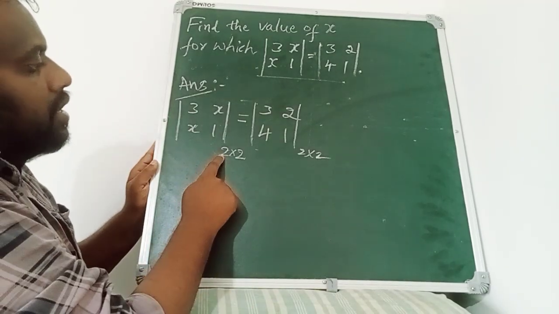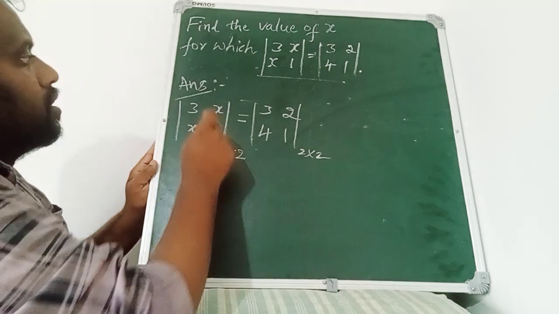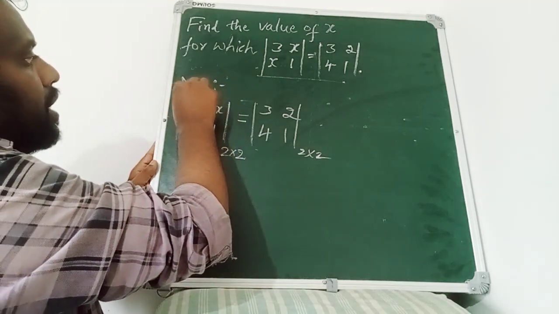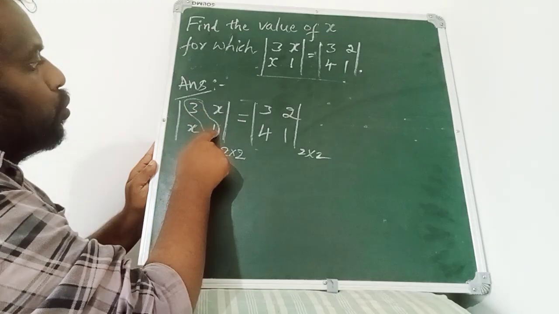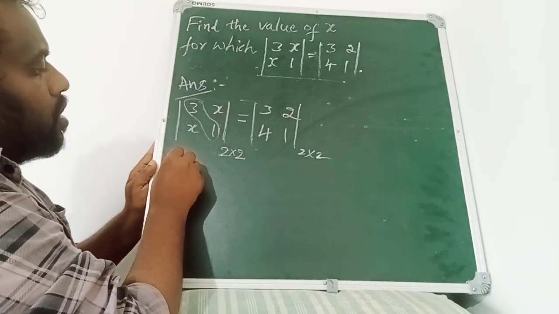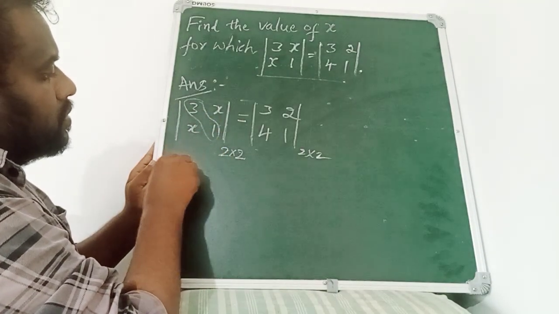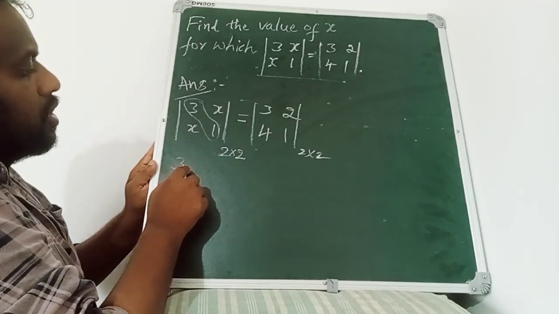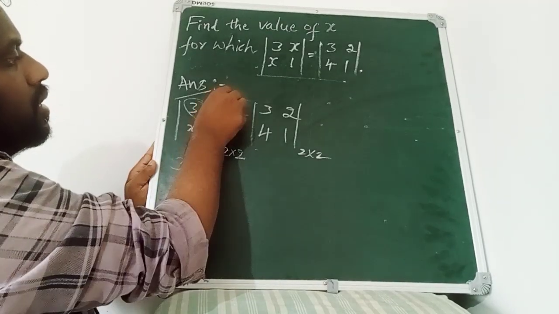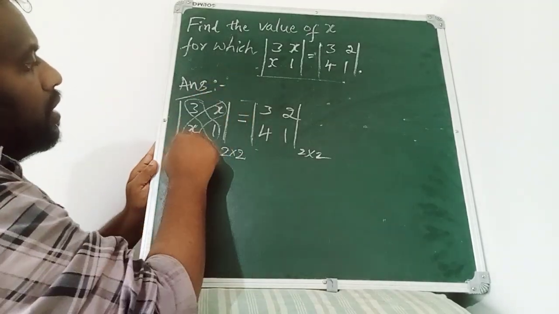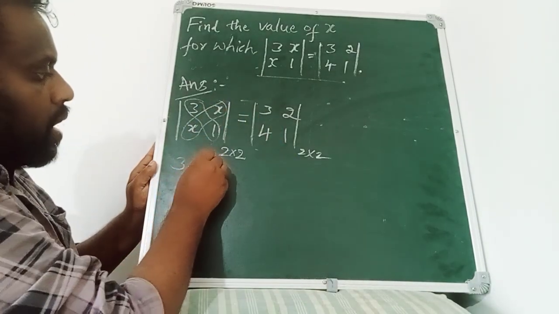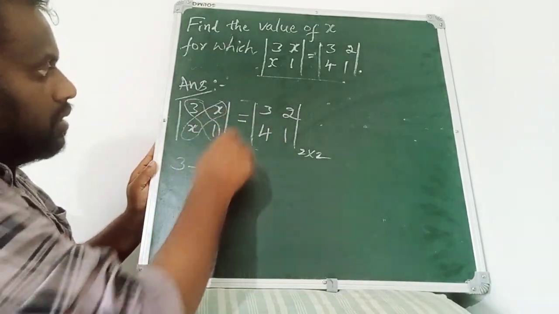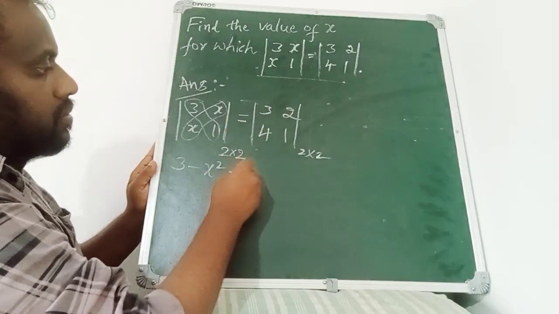Since it is a 2 cross 2 determinant, to find the determinant, first multiply these two. 3 into 1, 3. After that you have to put a minus, then multiply these two. x into x, x square. So I will write x square. Next, this equal sign I will put here.